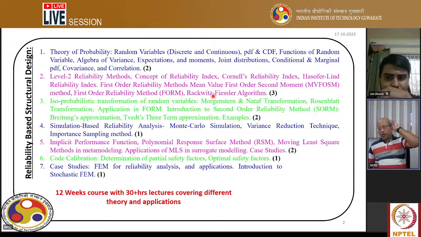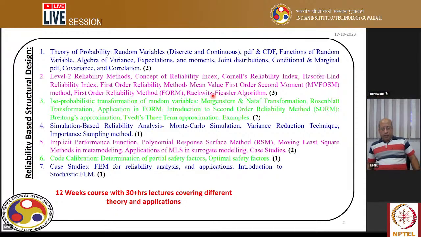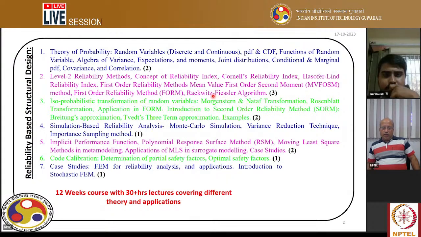Now, when we do so, there are two major hurdles that we need to cross before we solve a complex real-life problem. The main hurdle is that we have multi-dimensional random variables. That means we have multiple random variables which are correlated. In that case, we need to first define the PDF. For that, we discussed different options. We call it isoprobabilistic transformation.